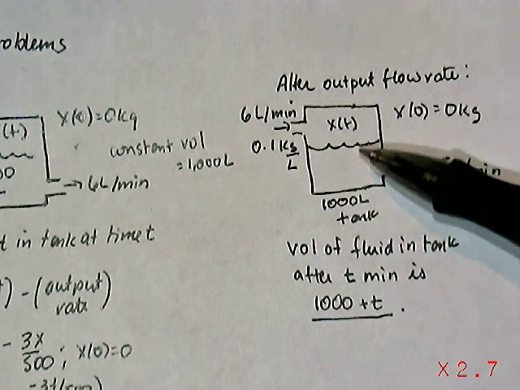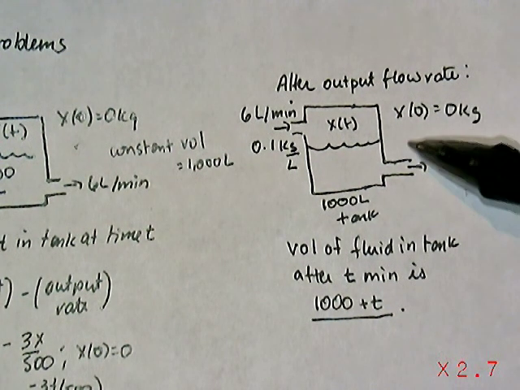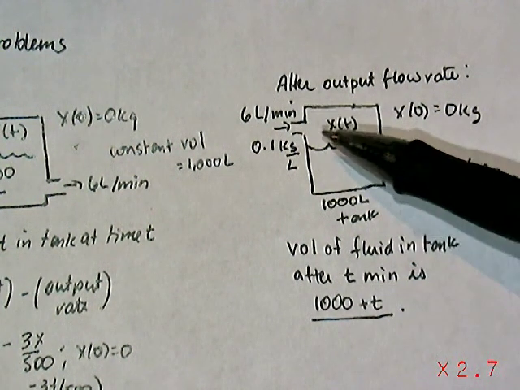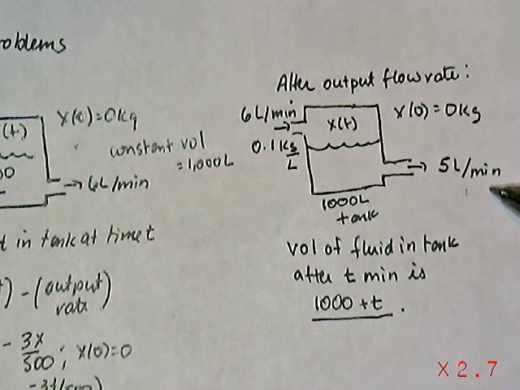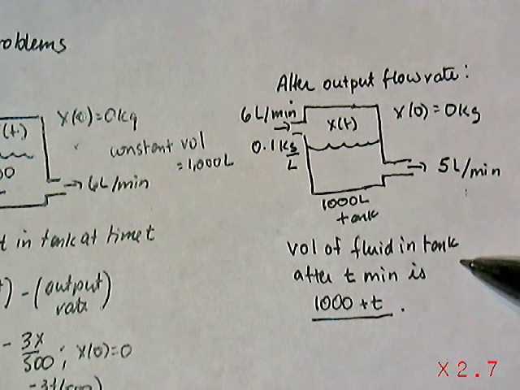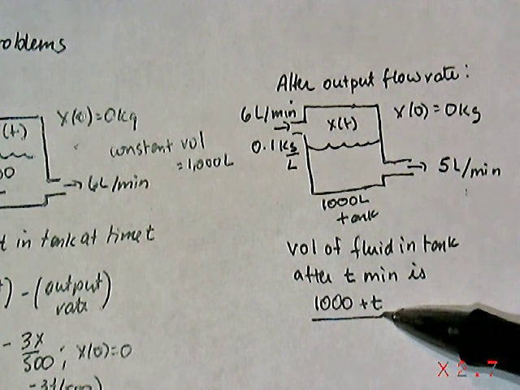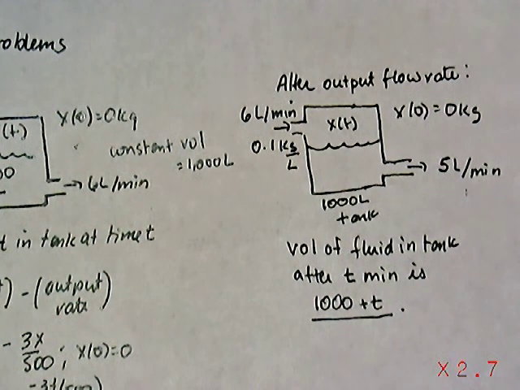And we're interested again in modeling x of t right here, which is the amount of salt that's in the tank at any time t. We'll keep the assumption that initially we have pure water, or no salt, in the tank before the solution starts entering. But now, given the difference between 6 liters per minute coming in and only 5 liters per minute going out, those two different rates really mean the volume of the fluid in the tank after t minutes would be 1,000 plus t, because every minute we're gaining another liter of water.